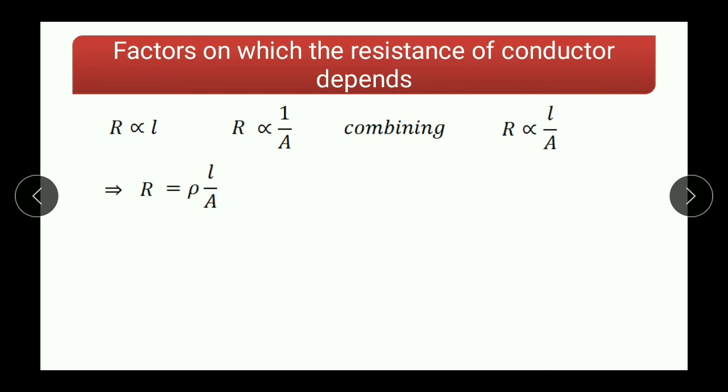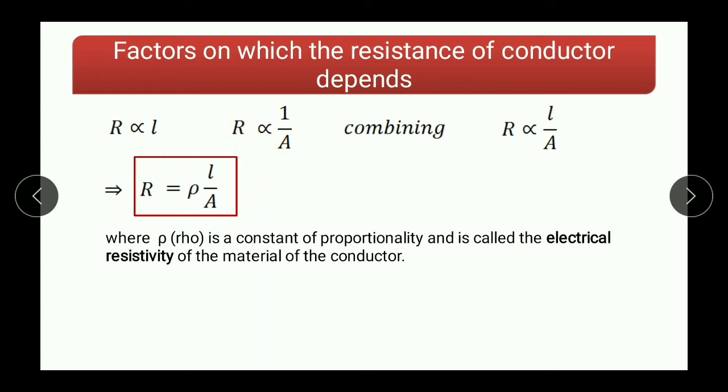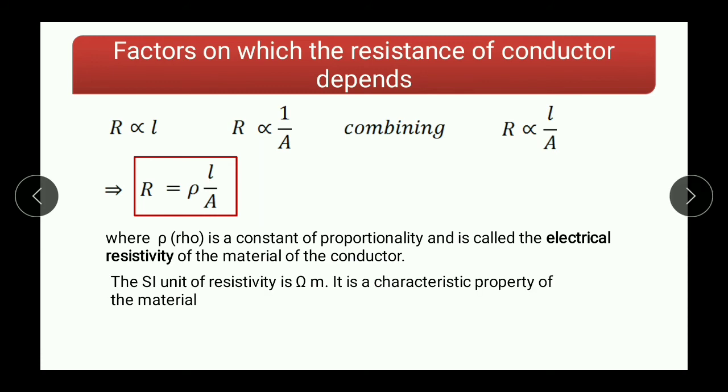Now this constant I have taken as a Greek letter rho. This Greek letter rho symbolizes resistivity. So this is our final relation, where rho is the constant of proportionality and is called the electrical resistivity of the material of the conductor. The SI unit of resistivity is ohm meter and it is a characteristic property of the material. So this rho, or this electrical resistivity, depends upon the kind of material we are using in the conductor.